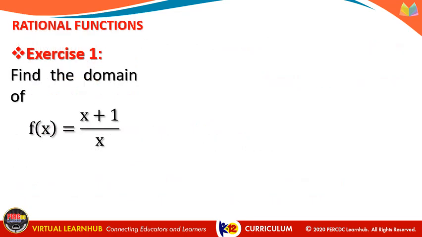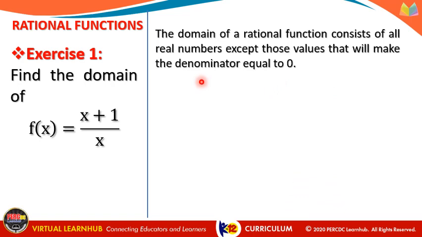Sige, example tayo. Find the domain of x plus 1 over x. Again, ulit-ulitin natin ito. The domain of a rational function consists of all real numbers except those values that will make the denominator equal to 0. So ito ngayon yung tanong, kailan ba magiging 0 yung denominator? So bantayan lang natin yung denominator. Simple lang naman yung denominator mo. It's just x.